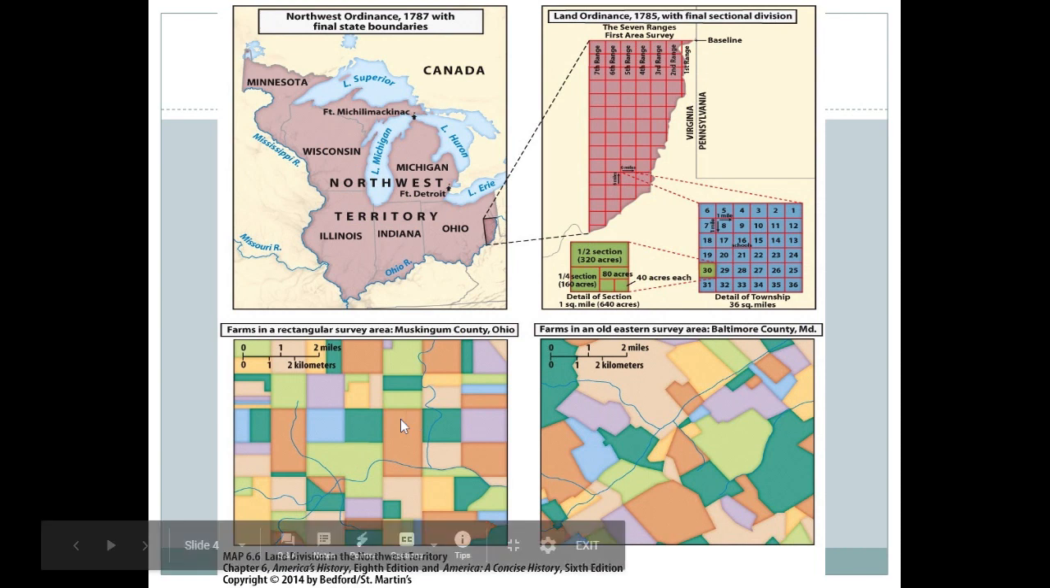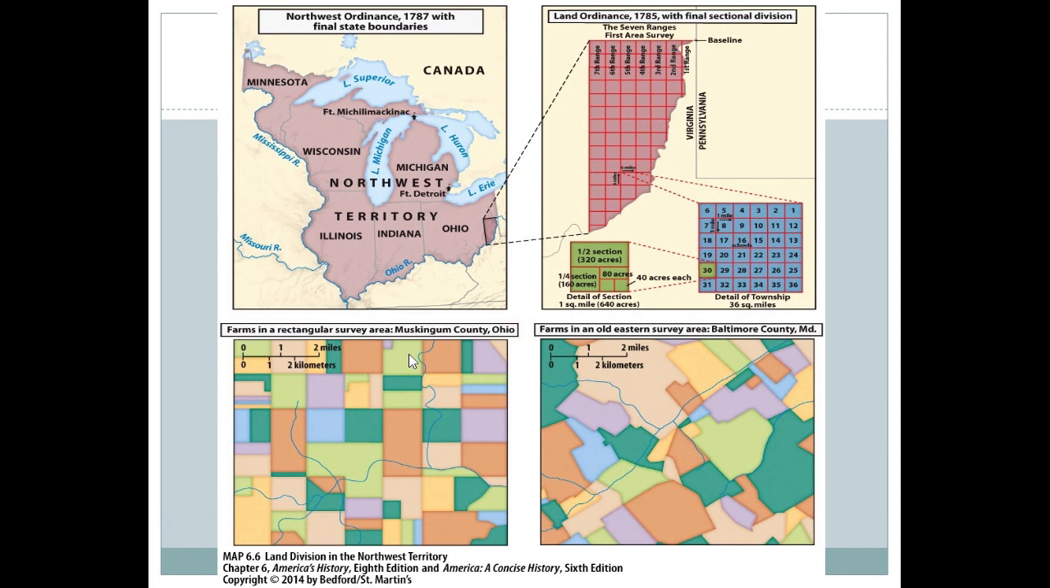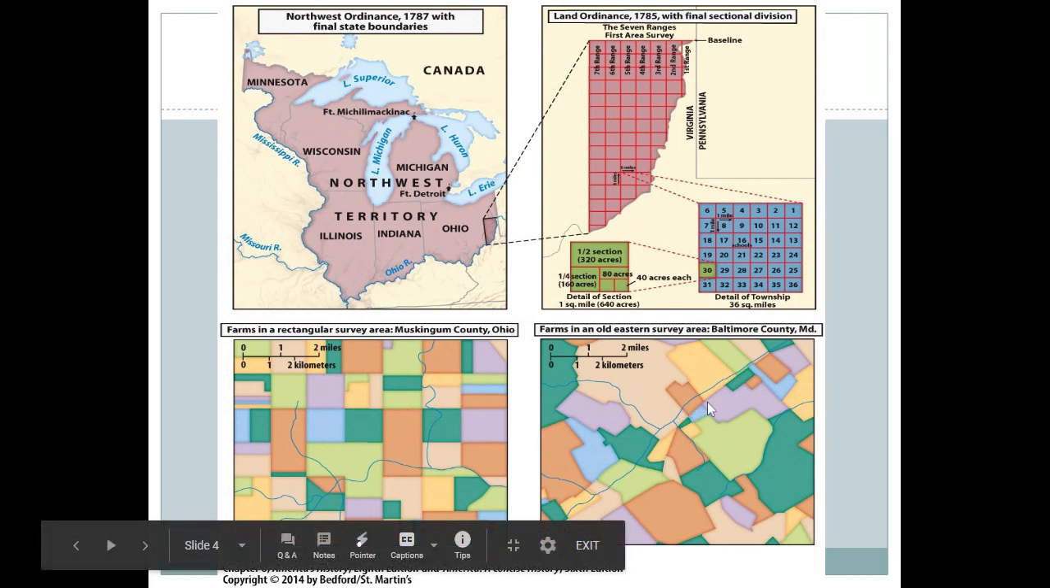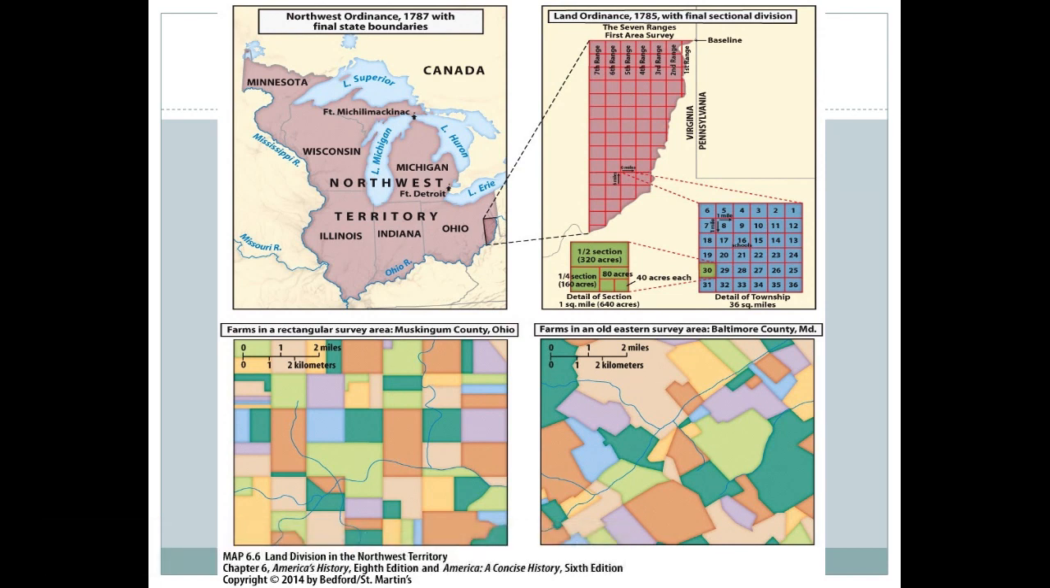You can also see here that this grid pattern creates very rectangular communities, pretty evenly divided, whereas you can see the old Eastern Survey here in Maryland, where you have land often running along some natural waterways. They are not evenly distributed. That was something that, especially for the purposes of selling land, sight unseen, it was really important to Jefferson that you had some kind of formal surveying process.